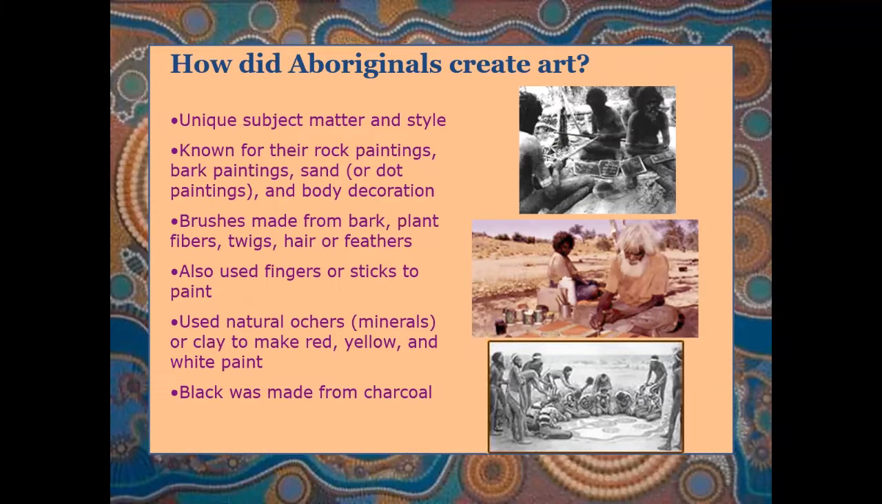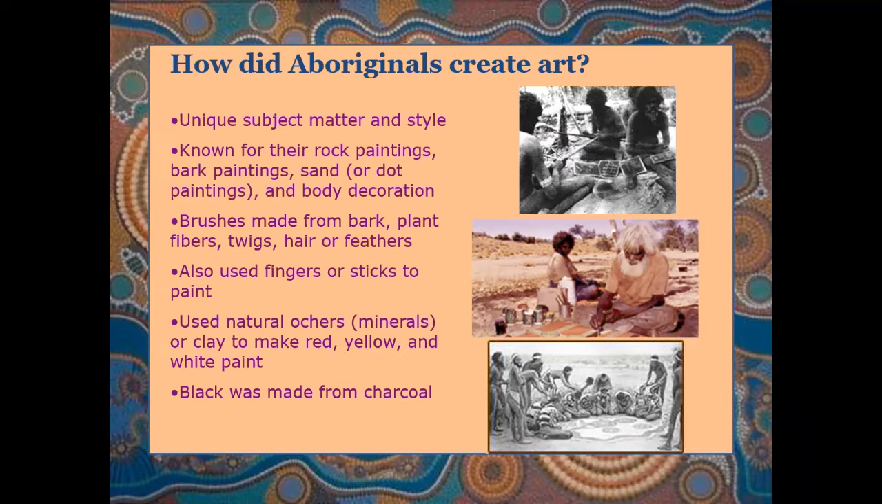So a little bit more about the actual art they created. Obviously, there's unique subject matter and style because they're using information that they gathered from the Dreamtime, and also what they're seeing in nature, what they're observing. So they're known for their rock paintings, bark paintings, sand or dot paintings. That's kind of what we're doing today, and also body decoration. So what would that be called today, the body decoration? Dressing up. Tattoo. Yeah, so they figured out tattoos, and then they were able to share their stories on their bodies.